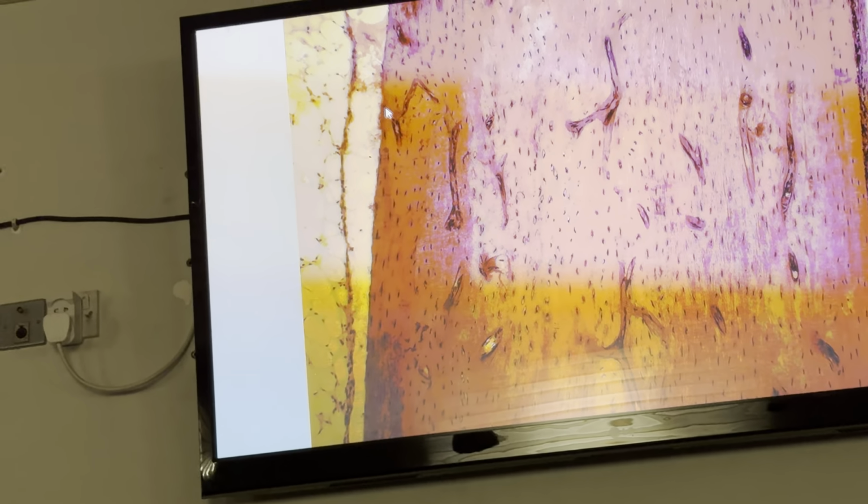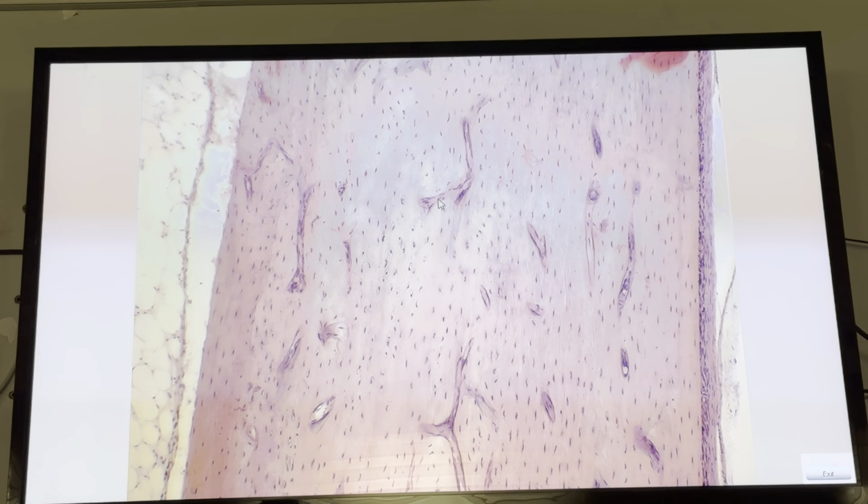What will this canal be? No, Haversian canal. The transverse one will be Volkmann canal, Haversian and Volkmann canal. This is longitudinal section. From the inner surface, we can see the endosteum. This is Volkmann. This slide is stained by hematoxylin and eosin.